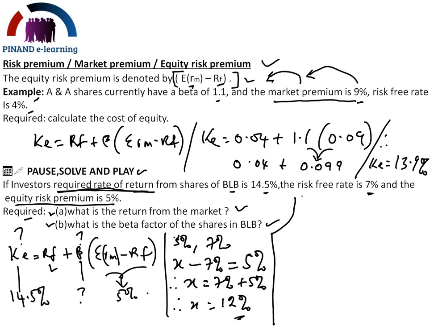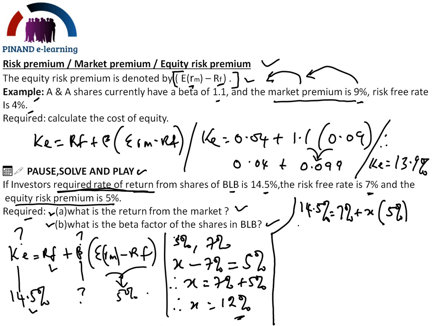What's the B part? The B part says, what is the beta factor of the shares of BLP? We've already agreed that the return from the market, which is KE, is 14.5%. So let's rewrite the formula. It becomes 14.5% equals 7% plus X times 5%. I don't know what X is, which is the beta. That's what I'm looking for.